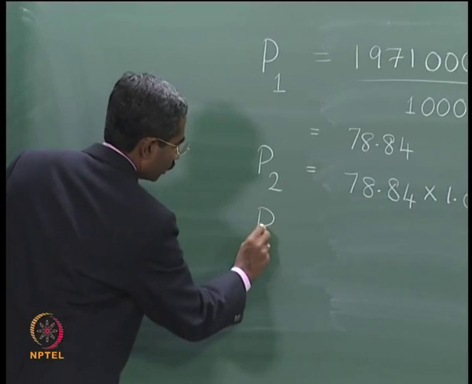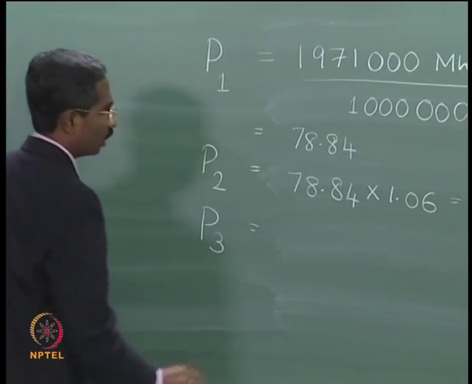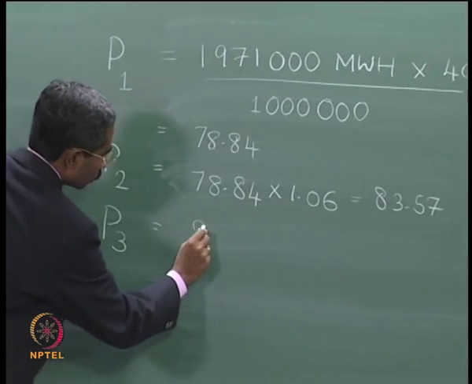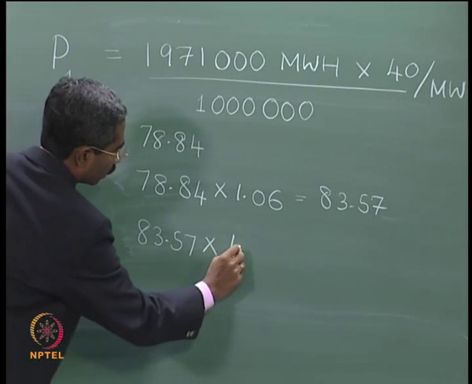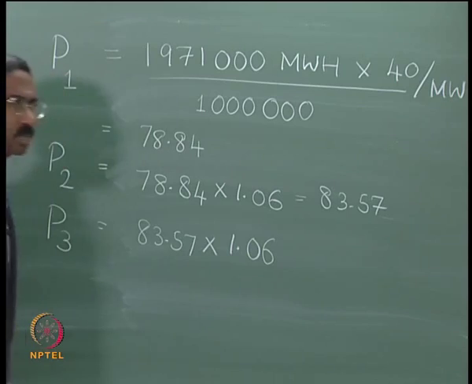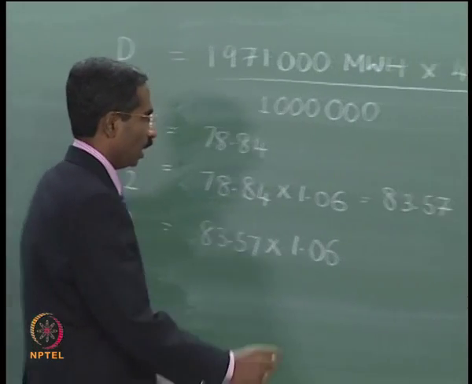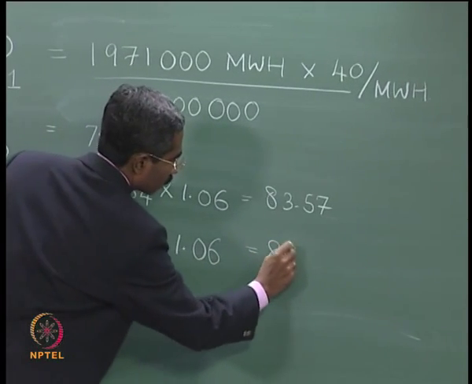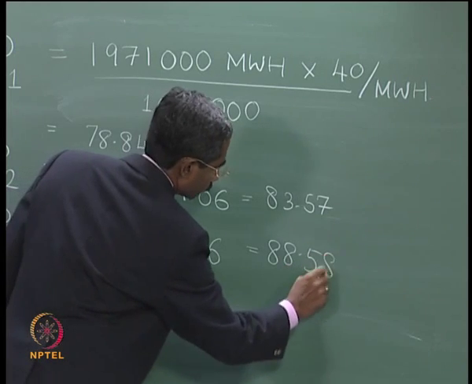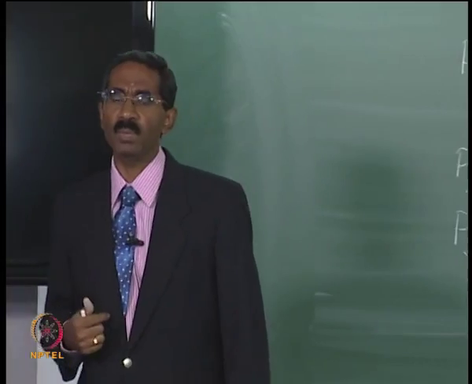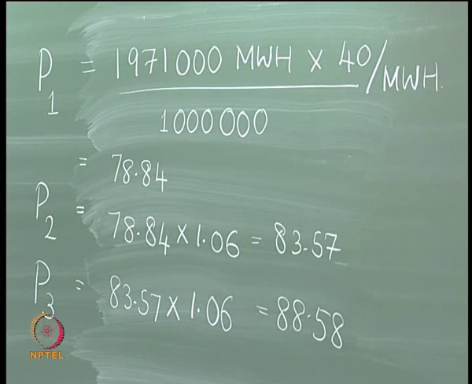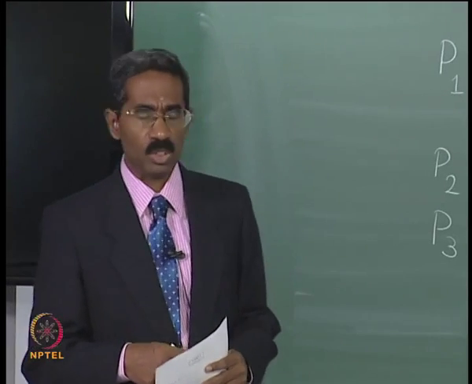Similarly, the revenue from power generation in the third year would be the revenues obtained in the second year, accounting for the 6% escalation factor, and this will give you 88.58. So we will have to determine the revenues from power in different years using the same method. The method is very similar for steam as well.